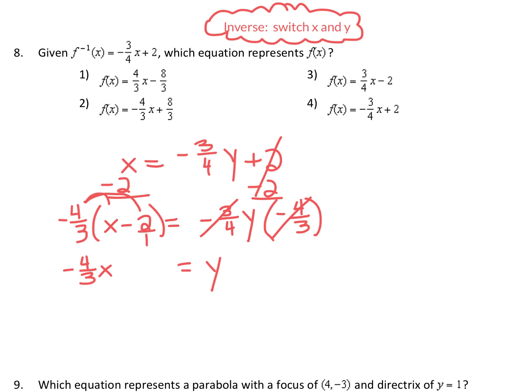Might as well make it into a fraction. Well, a negative times a negative is a positive. And then if we multiply our numerators, 4 times 2 is 8. And multiply the denominators, 3 times 1 is 3.